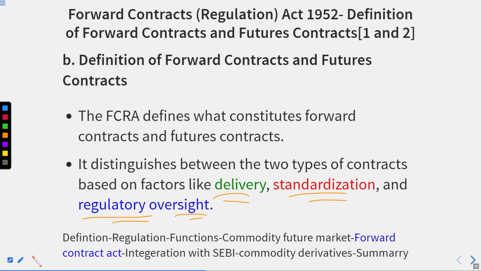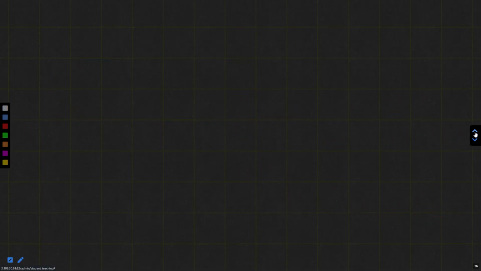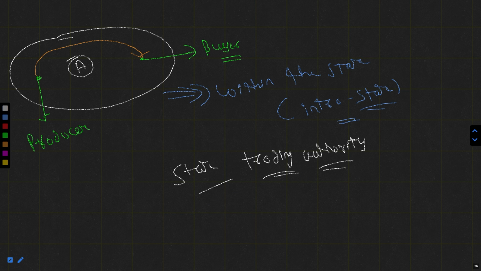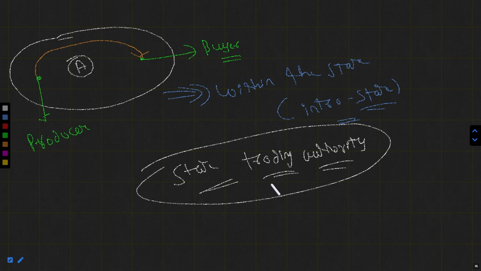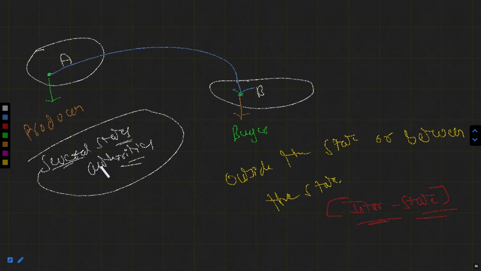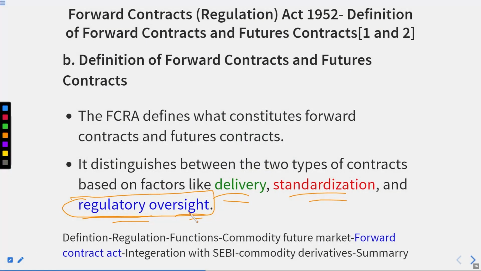Okay, so why have I told you this? First for your knowledge, second for regulatory oversight. How? As I have told you in the previous lecture, the FMC also has to maintain coordination with other government agencies. So when we talk about within the state, only one state trading authority is required to maintain communication with the FMC. But when we talk about two or more states, several state authorities are required to establish contact or coordination with the FMC. So that gives the regulatory oversight.